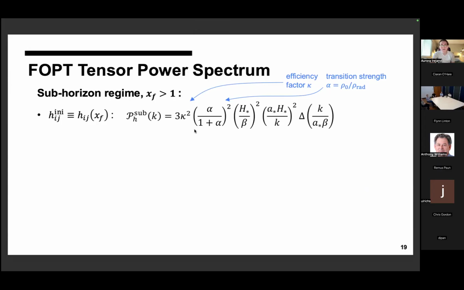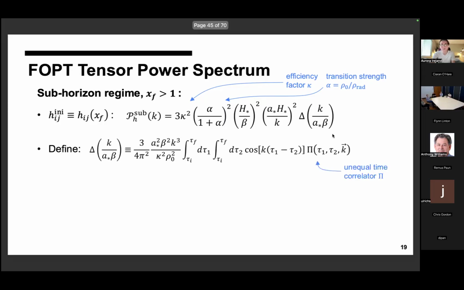Here, kappa is the efficiency factor, and alpha is the phase transition strength, which is kind of schematic. There are a few different ways of defining it, but schematically, you can think of it as the vacuum energy released over the energy density in radiation. And then we have a beta on H star, on beta squared factor. You might think this is a very simple expression, and it's because the delta is hiding all the physics.